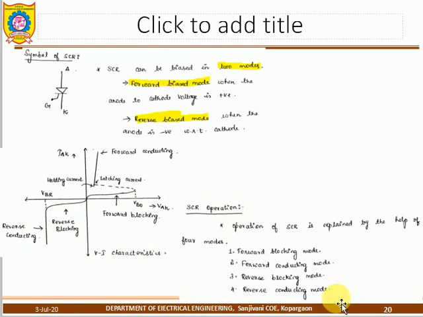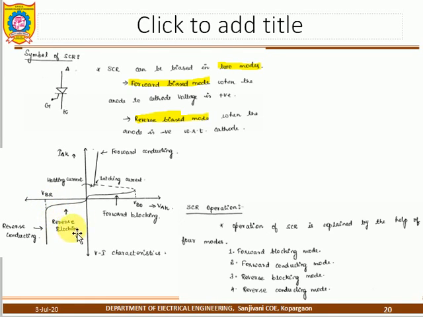Then, operation wise, it goes to the forward blocking mode. What is the forward blocking mode? This is the breakover voltage; from 0 to VBO is called the forward blocking mode. During the forward blocking mode the SCR is turned off. Above the breakover voltage, it moves to the forward conduction mode. Similarly, the reverse blocking mode is from the origin up to the reverse breakover voltage.